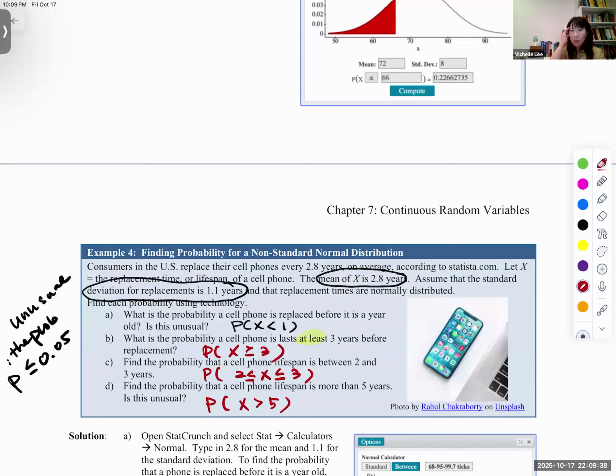Okay, so let's talk about the unusual for the first one. What did we have from the previous one? We have 0.0509, rounded. So is it unusual? It's tiny, a little bit more than 0.05. So this is not unusual, because it should be less than or equal to 0.05 to be unusual.